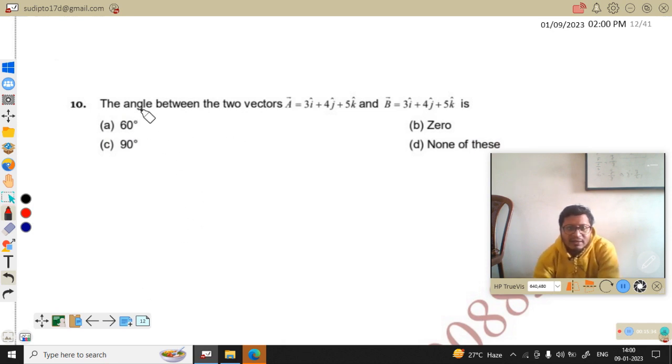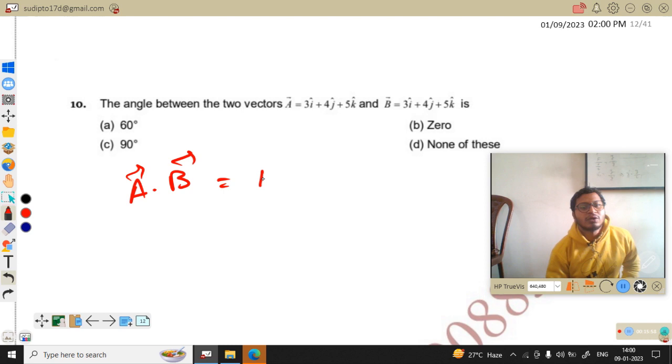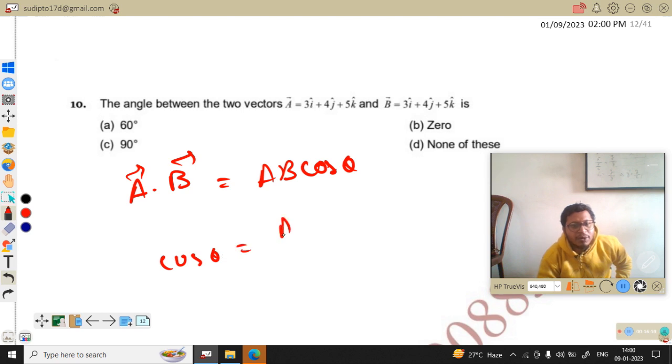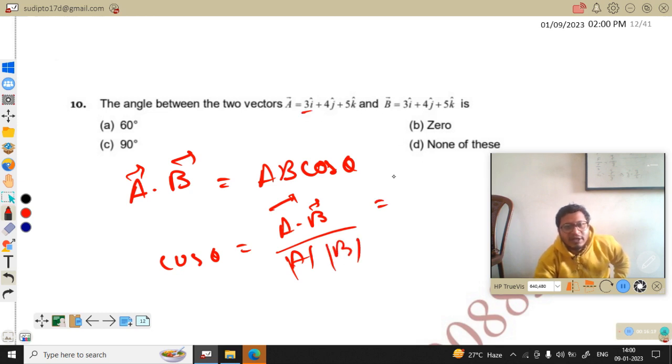So the angle between two vectors, A vector equals 3i cap plus 4j cap plus 5k cap, B vector equals 3i cap plus 4j cap plus 5k cap. The best way to find the angle between two vectors is A vector dot B vector equals AB cos theta. So cos theta equals A dot B by magnitude of A times magnitude of B. What is the dot product? This is 9, 16, 25. This is the same vector, so the angle is 0 degrees.